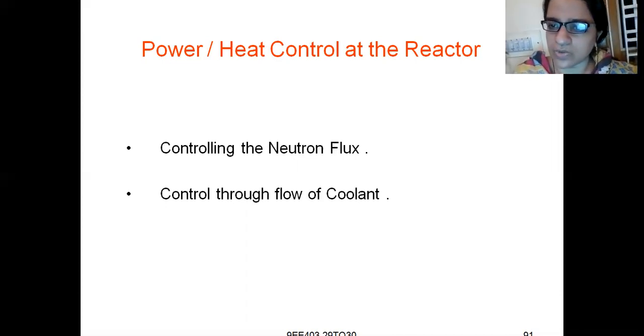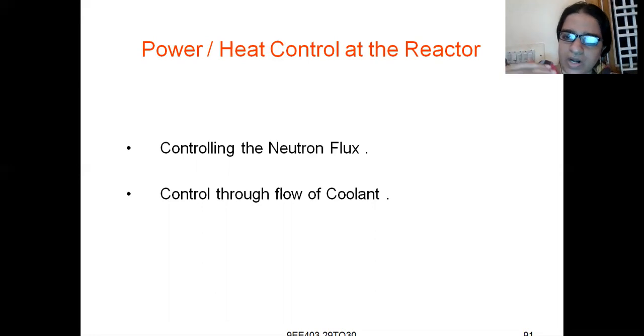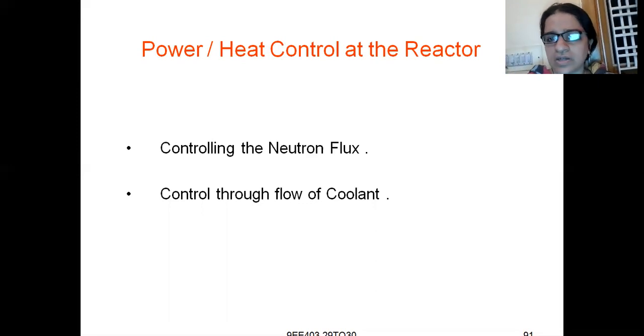If you are able to control the number of neutrons released, why? Because one after the other, in the chain reactions, more and more neutrons will be released. If you are unable to control these neutrons, then we can't have control of the nuclear reactor. So we need to control the neutrons.